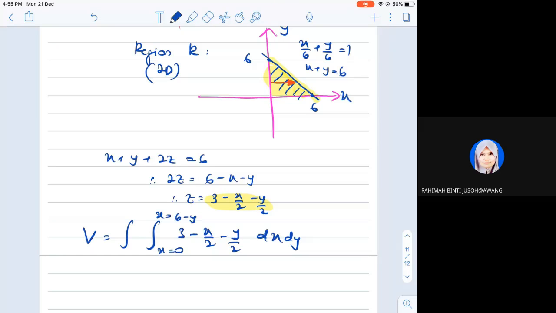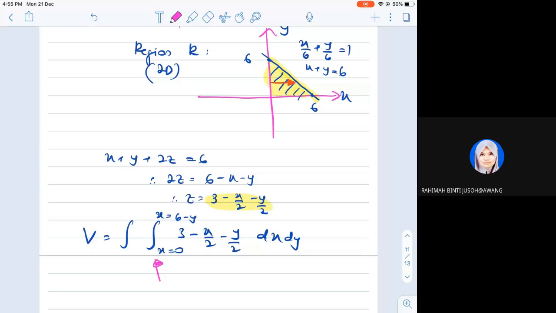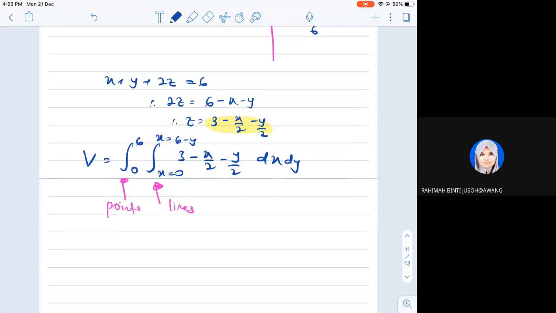6 minus y. You must remember these are lines. Put it in your head: these are lines, and outside, those are points. So the limit of y should be from 0 until 6. Alright, so I think you can proceed with the integration.